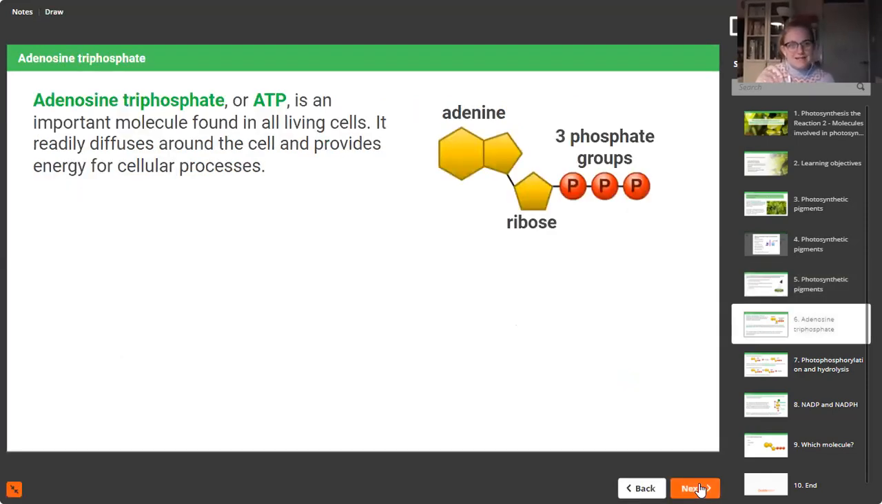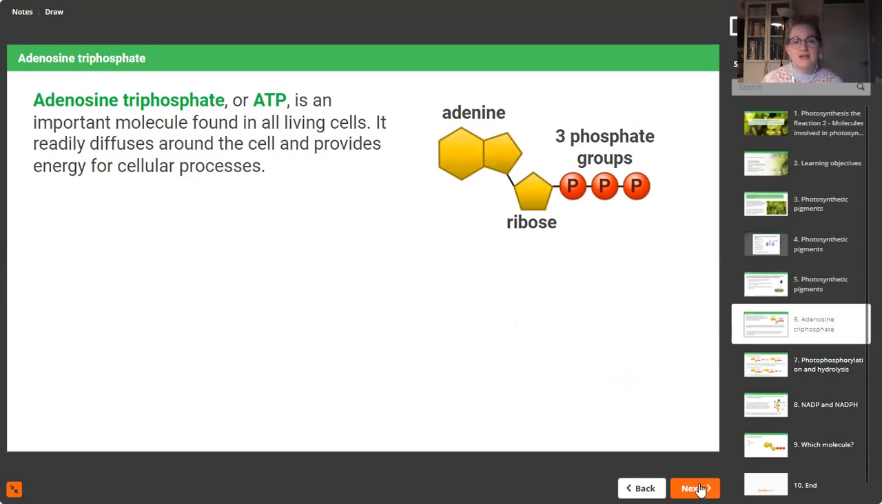So ATP, we've met a lot in the past, and we're going to do a quick recap of it again now. ATP stands for adenosine triphosphate, and it's a really, really important molecule, and we find it in every single living cell. It's basically an energy currency. It provides energy for cellular processes.